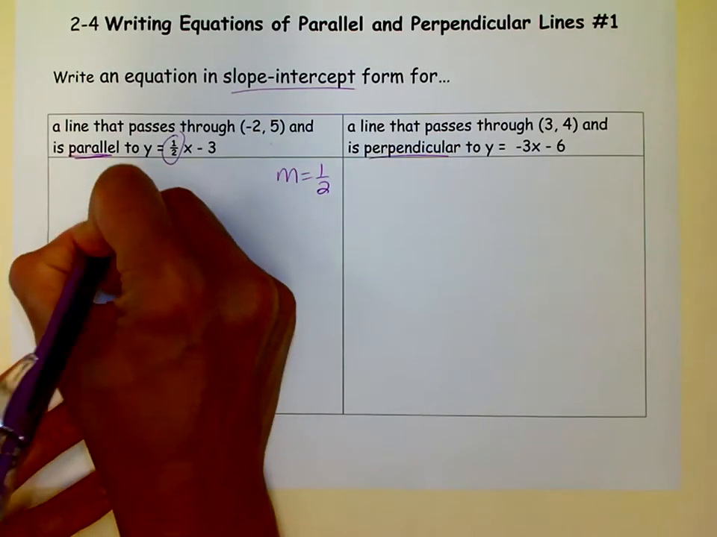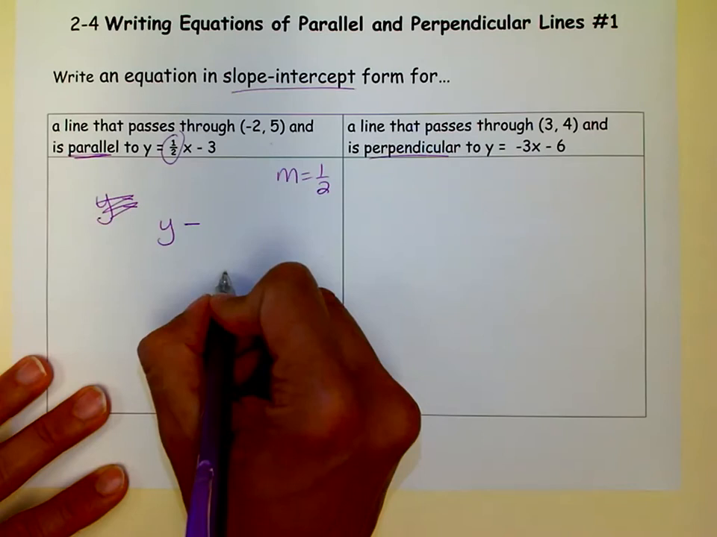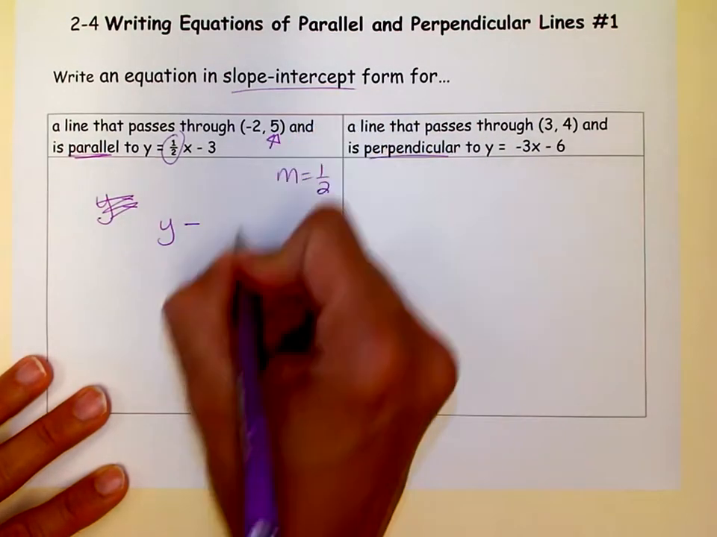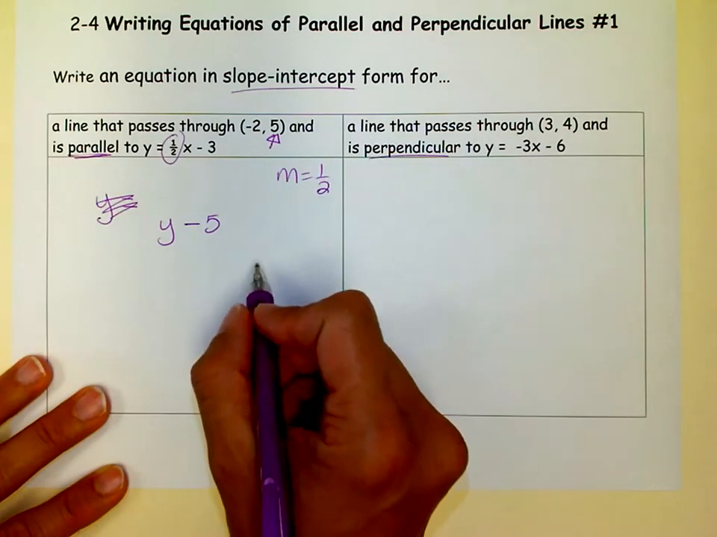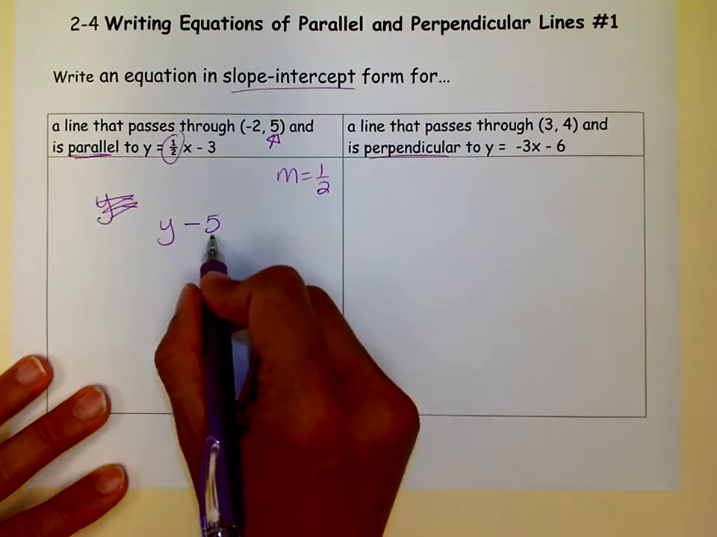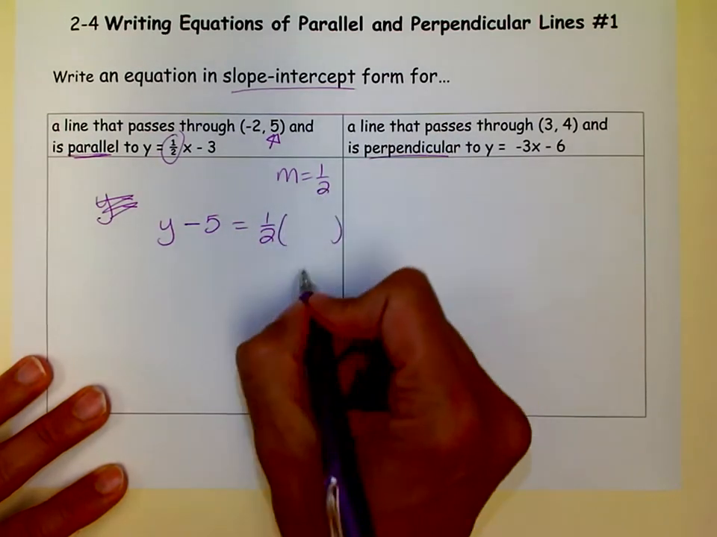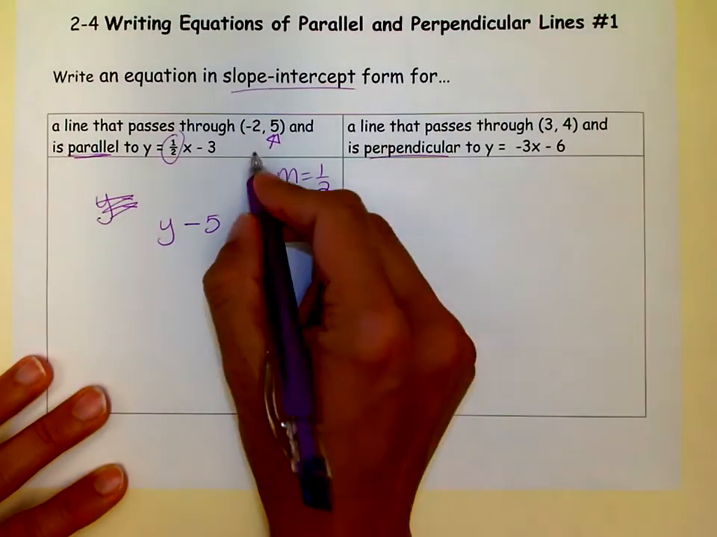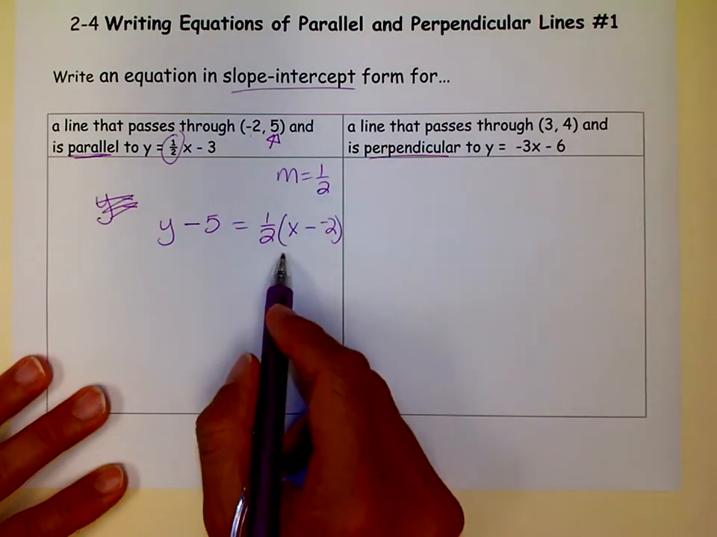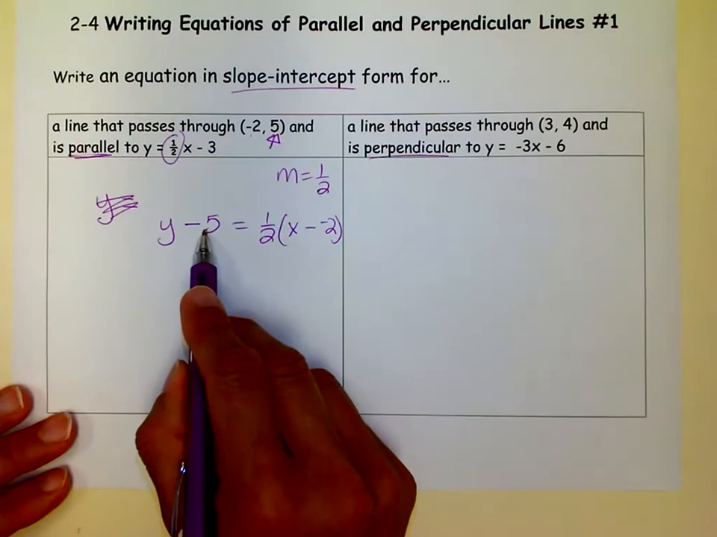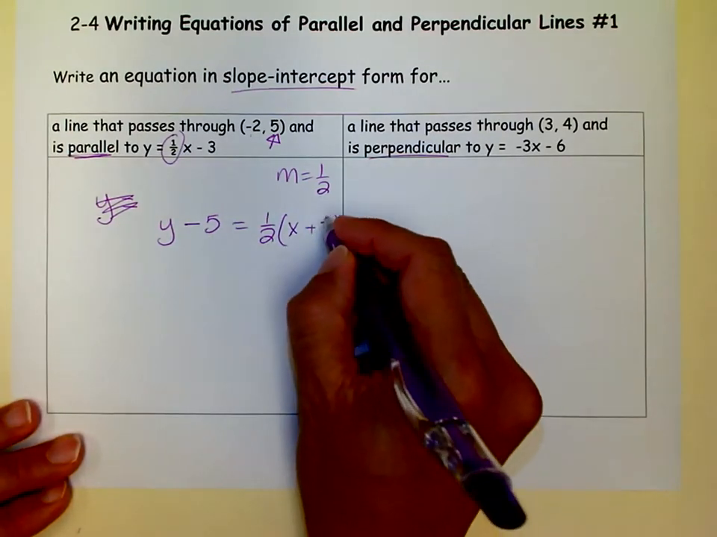So we're going to use that, which is y minus y1, which is the y-coordinate of the point that they gave us that our line passes through, 5, equals m, which we know is 1/2, times x minus whatever the x is, -2. So that's the point-slope formula: y minus y1 equals m times x minus x sub 1.